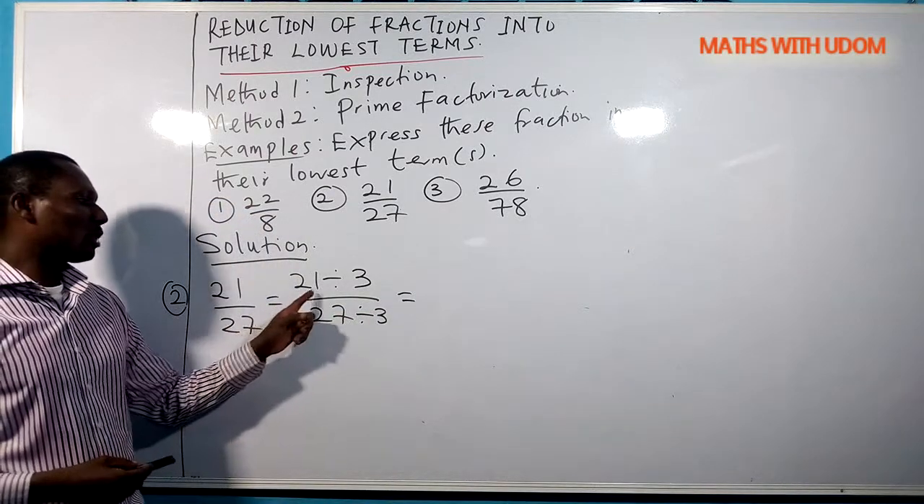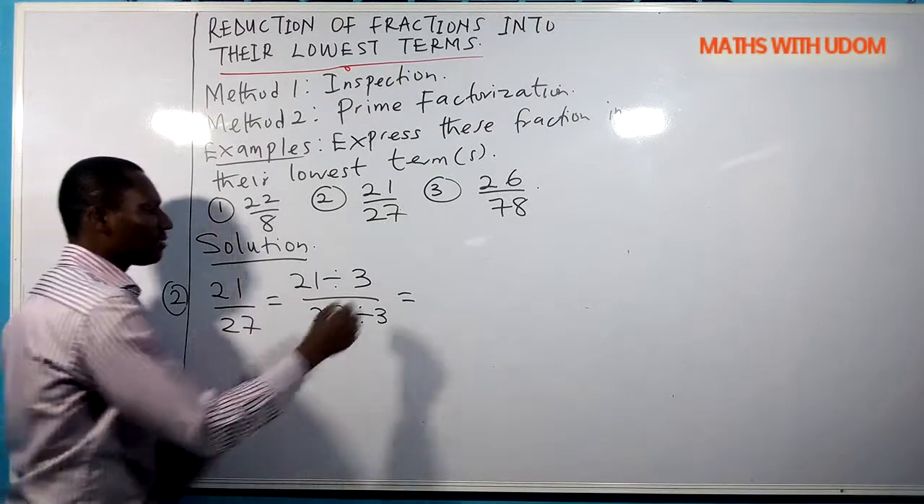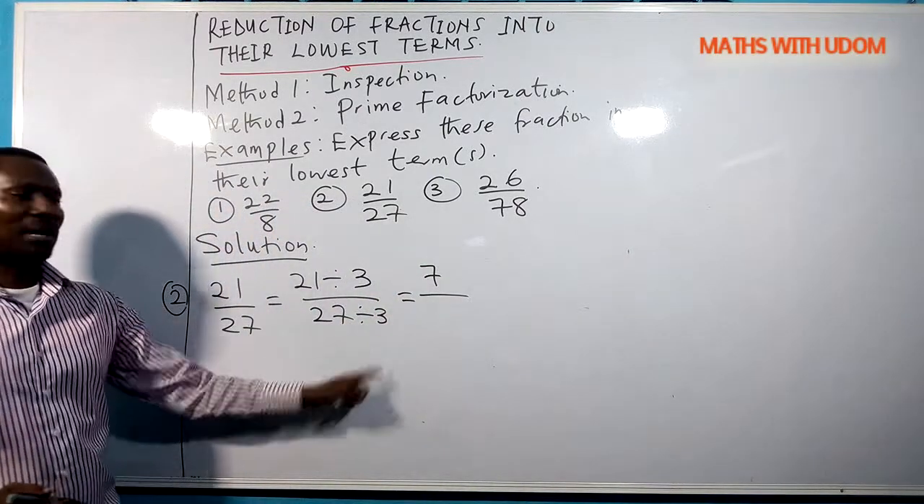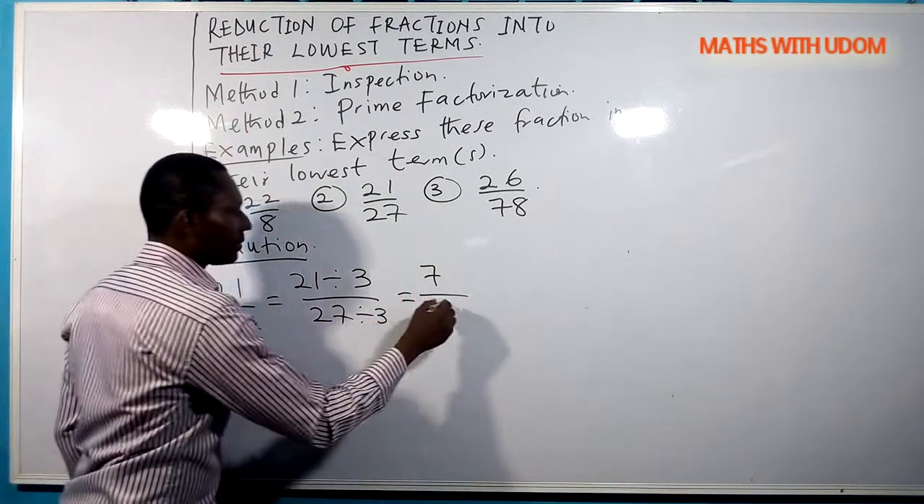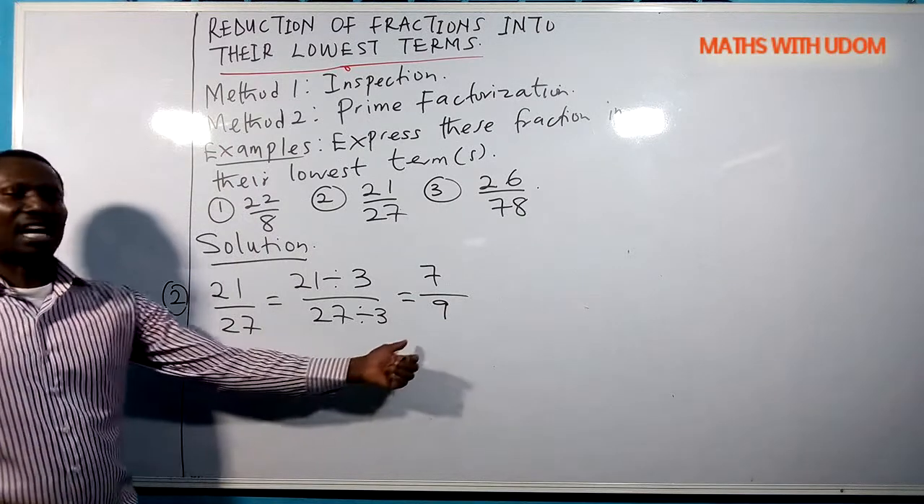Now 21 divided by 3 will give us what? 7. And 27 divided by 3 will give us 9. So this is the answer.